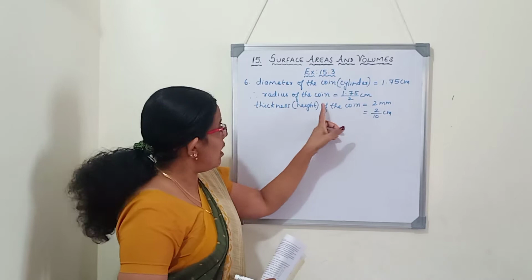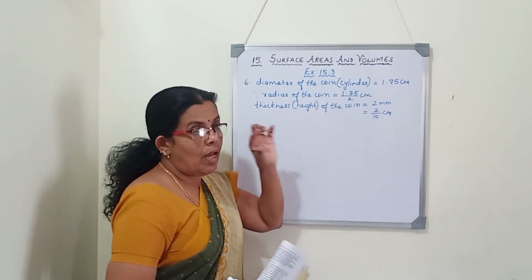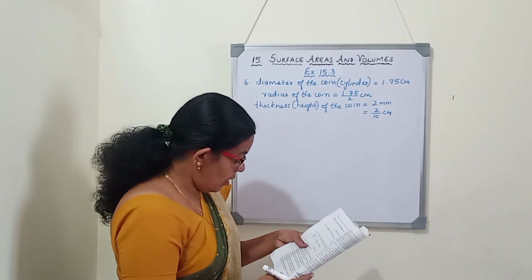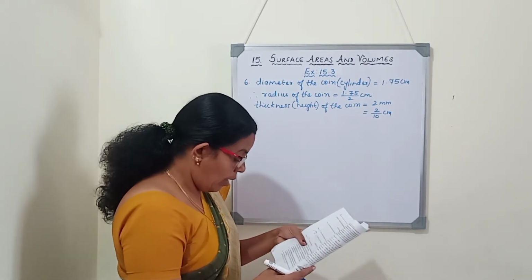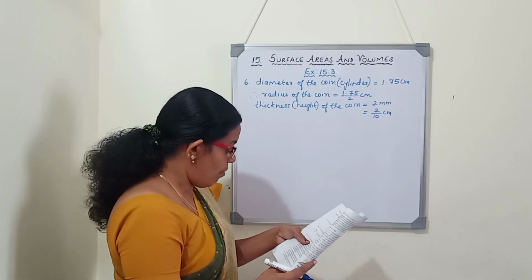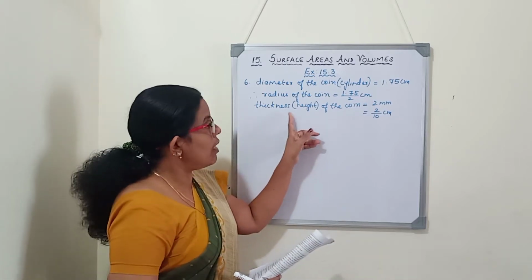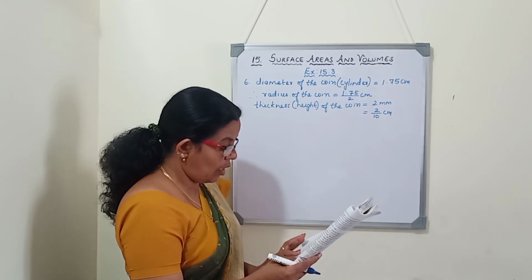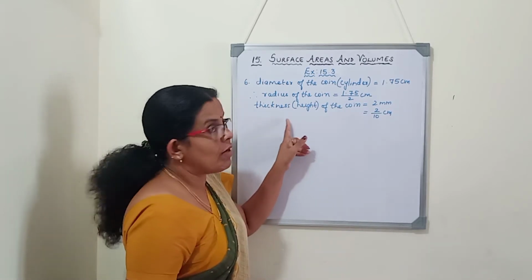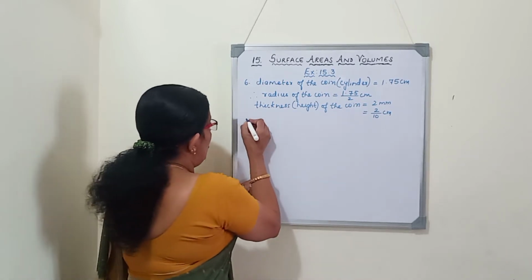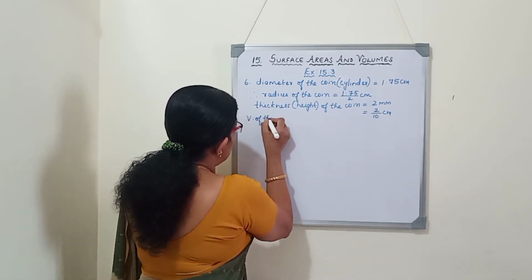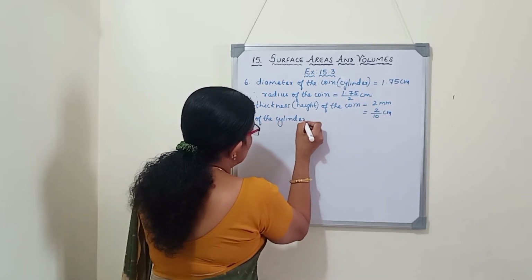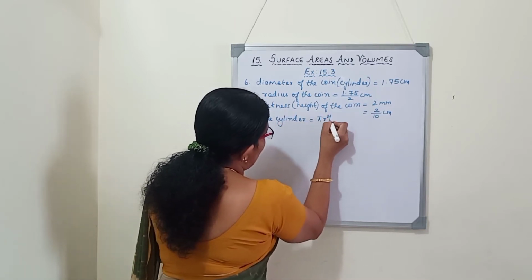A coin is considered as a cylinder, with 2 circular surfaces, and the thickness is considered as the height of the coin. And here, how many coins are melted to form a cuboid of dimensions 5.5 into 10 into 3.5 centimeter? So, first we will write the volume of the coin. Volume of the coin or volume of the cylinder is equal to pi r square h.